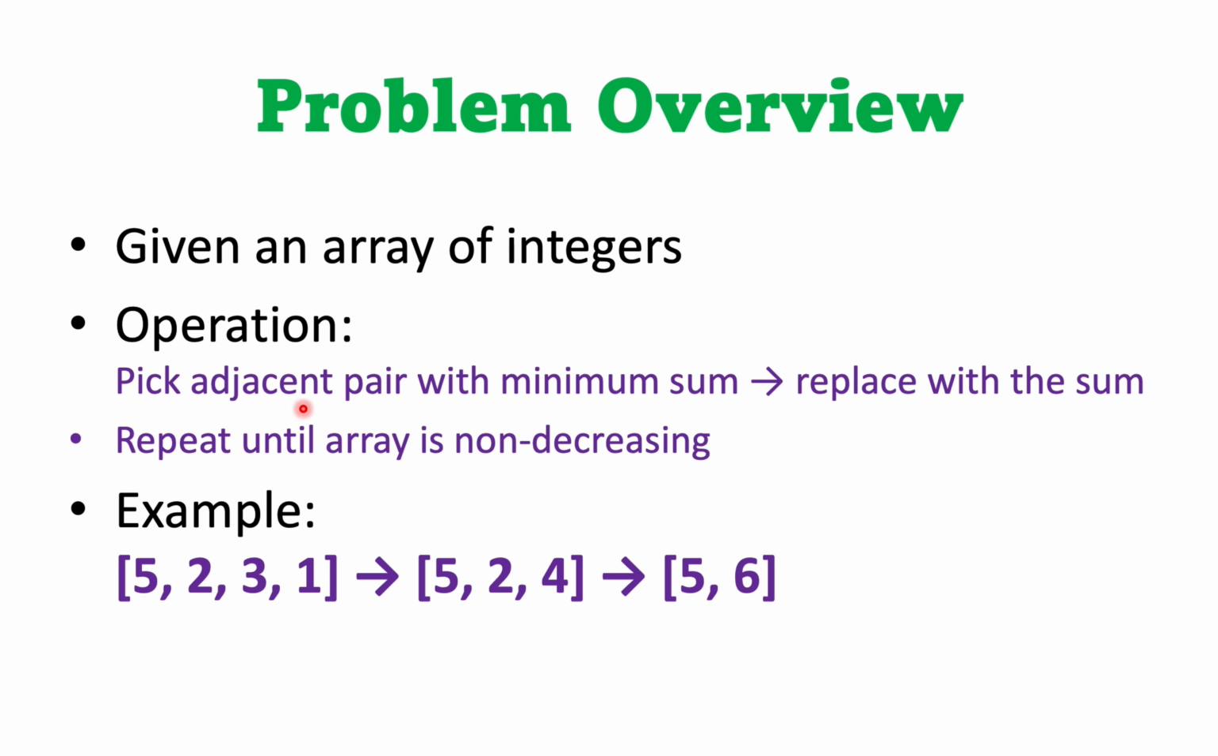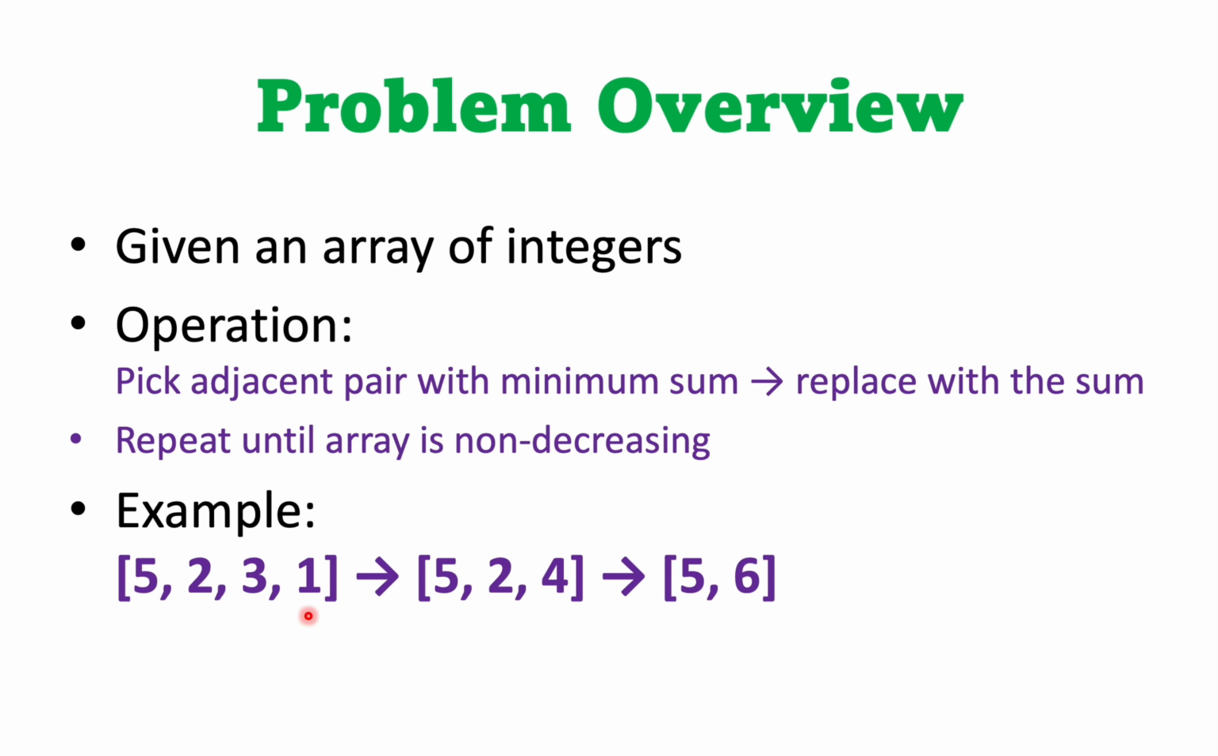I hope it is clear. If not, let's understand again. We are given an array of integers. First of all, what operations do we have to perform? First, pick the adjacent pair with the minimum sum, and replace it with the sum. Then repeat until the array is non-decreasing. So two things you have to think about: first, how to pick the adjacent pair, and second, how we will check that the array is non-decreasing.